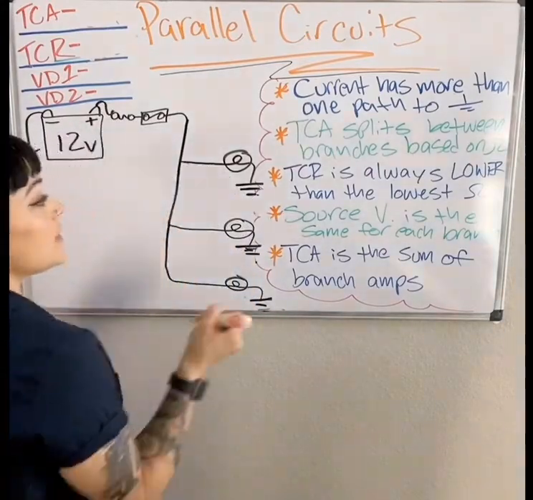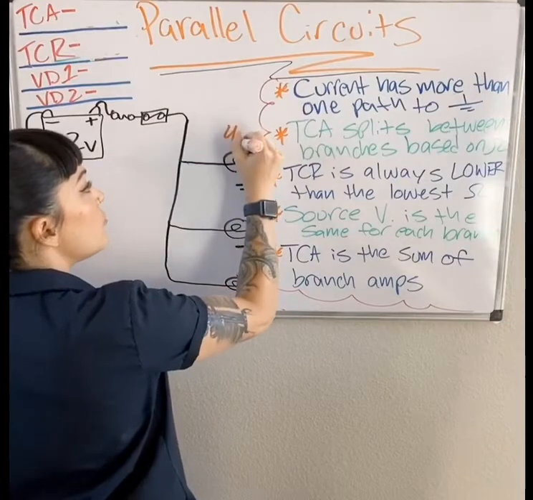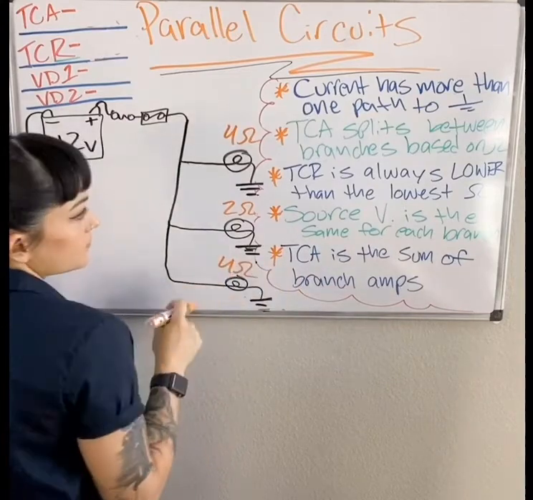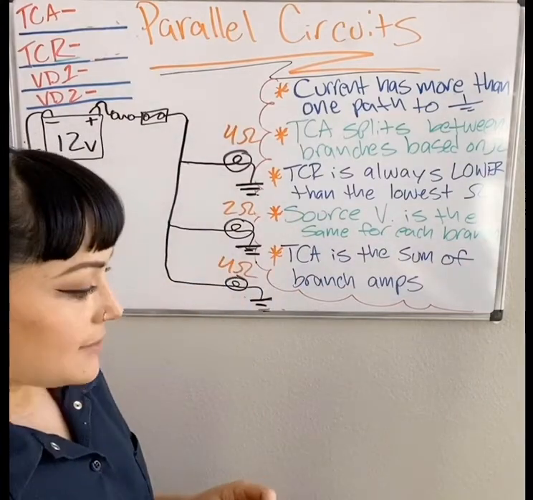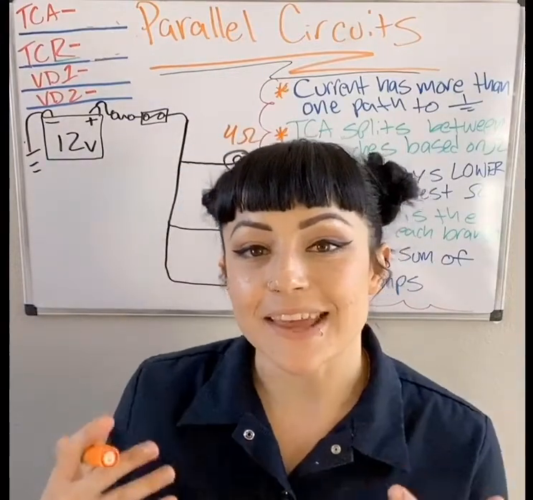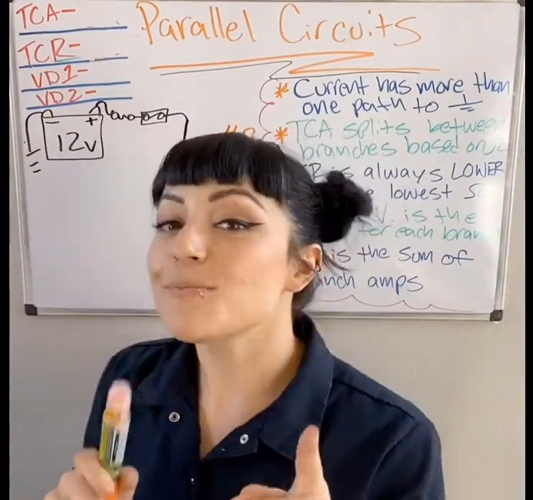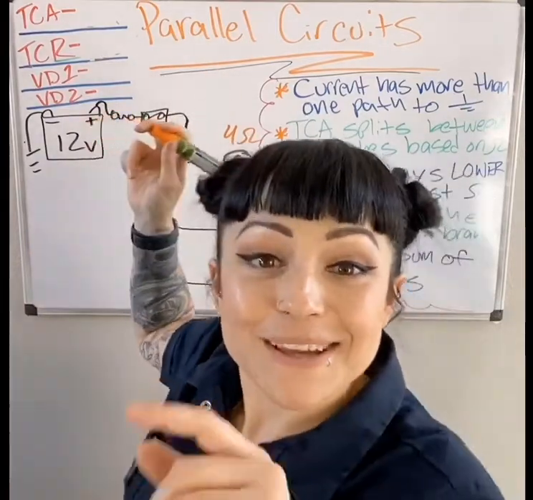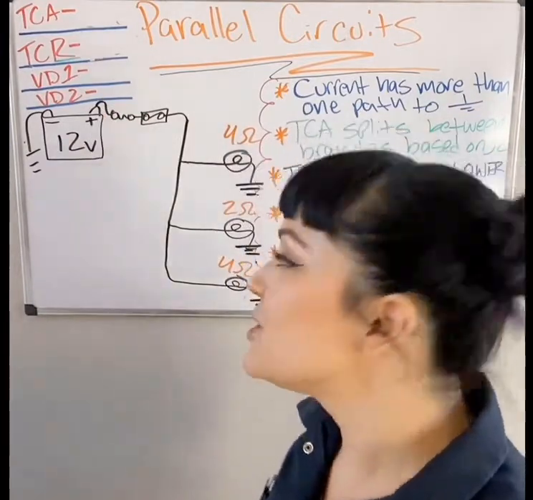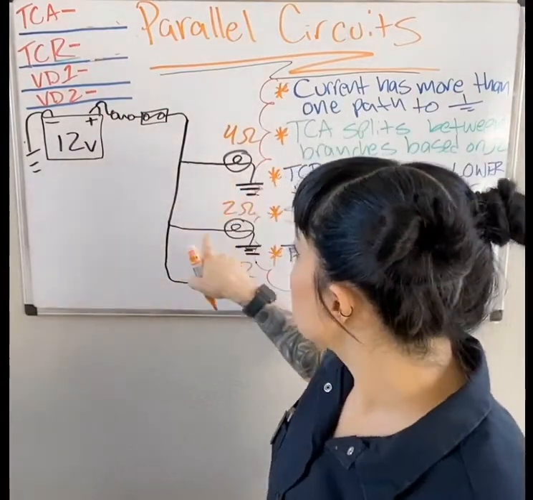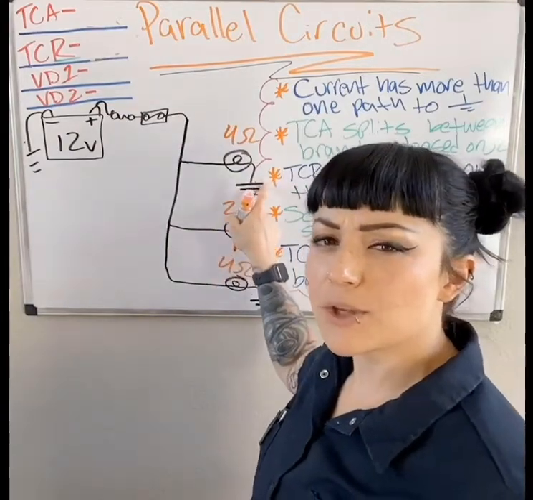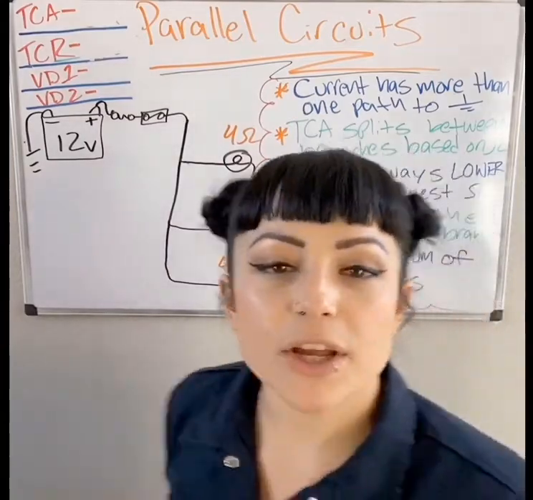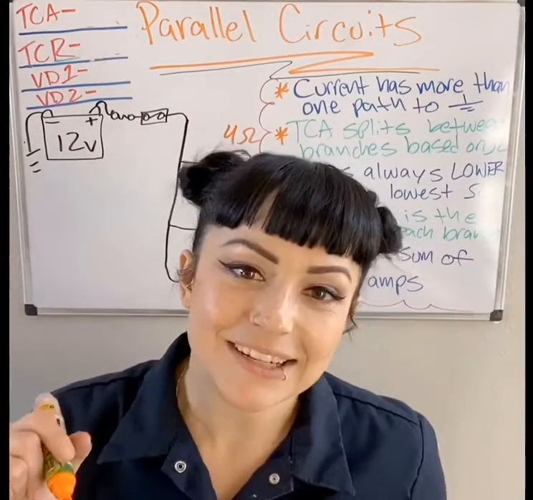Let's say on this 3-branch circuit, we have 4 ohms, 2 ohms, and 4 ohms. All right. The same exact things apply. So once more, pause your video right here. Figure out TCA, TCR, and I completely forgot to talk about VD1 and VD2 on the last one. So let's make this one VD1 and this one VD2. How much voltage is being used up on VD1? How much voltage is being used up on VD2? So pause the video right now, figure that out on some scratch paper, and then we'll do it together.